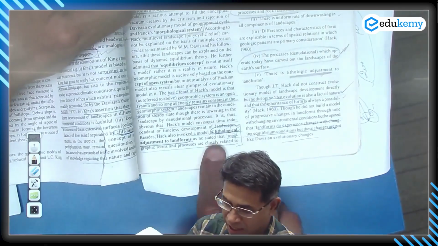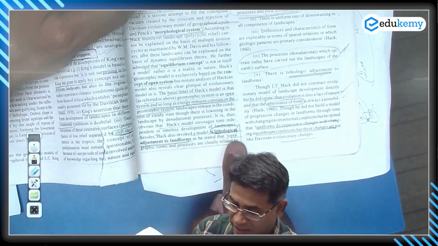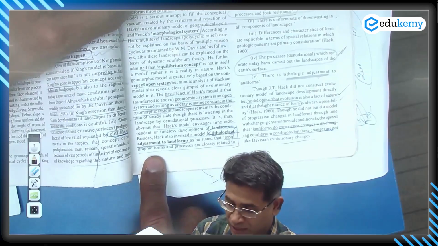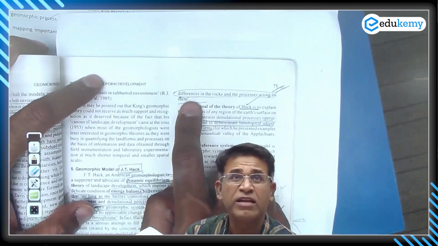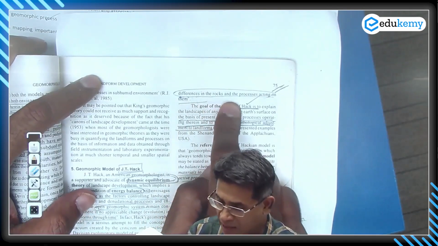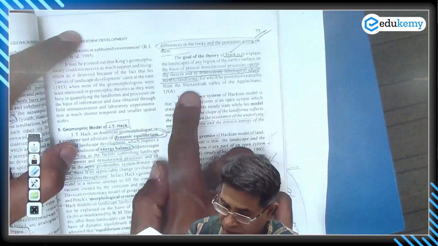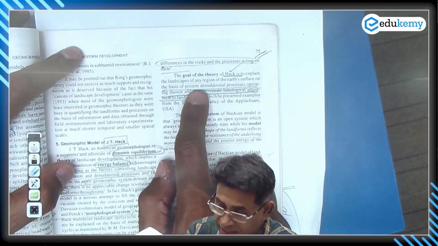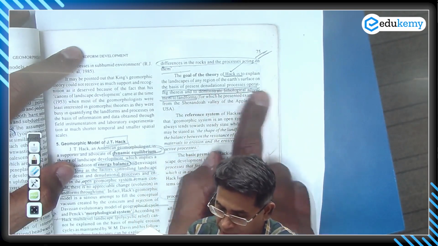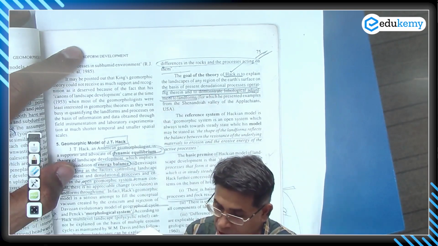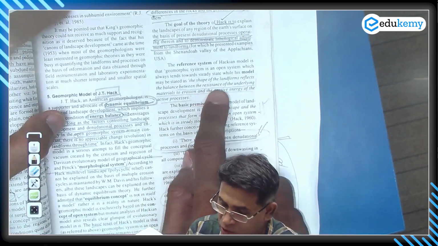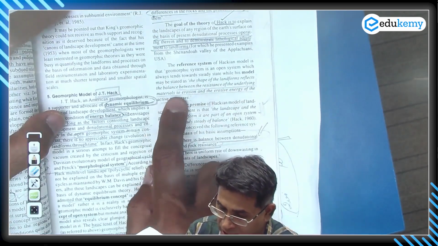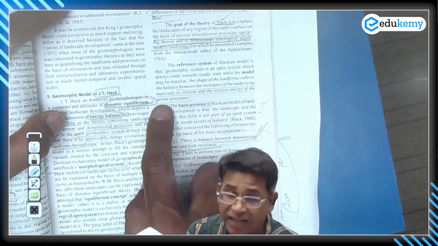The lithological adjustment to the landforms. The topographical forms and the processes are closely related to the difference in the rocks and the processes acting on them. The goal was: the present denudation processes operating therein demonstrate the lithological adjustments. The balance between the resistance of the underlying material to erosion and the erosive energy of the active process.